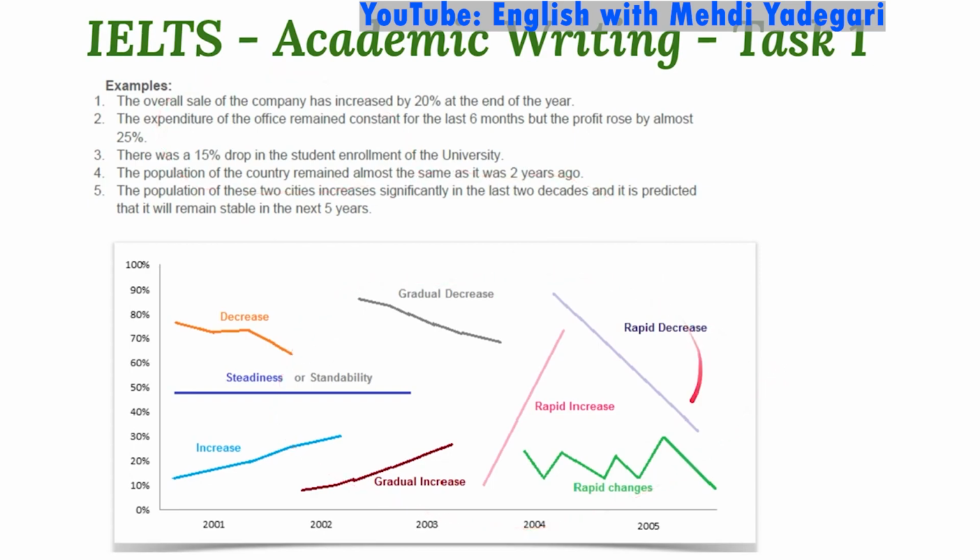And there's an illustration that represents what they look like. There's a decrease, steadiness, no change, increase, gradual decrease, rapid increase, rapid decrease. So you see, these are both decreases, right? But this is a gradual decrease. This is a rapid decrease. And this adjective plays an important part in your writing too, because you have to describe what type of trend is happening or has happened.